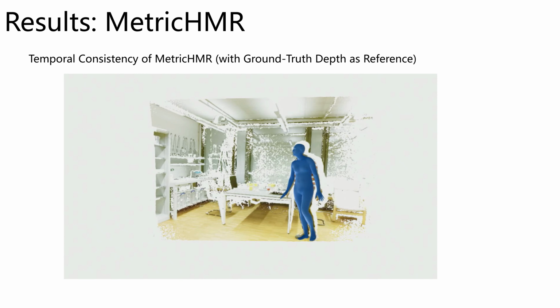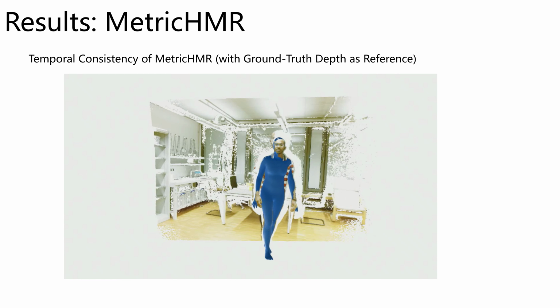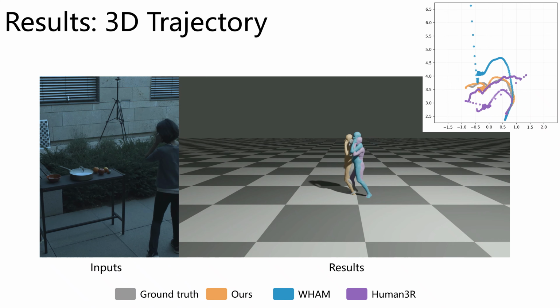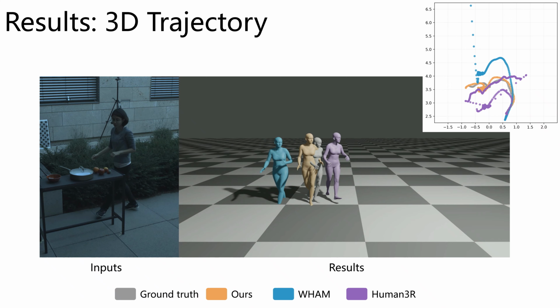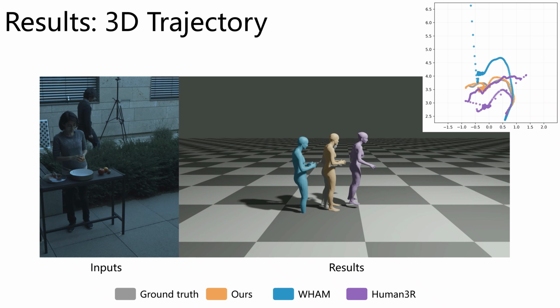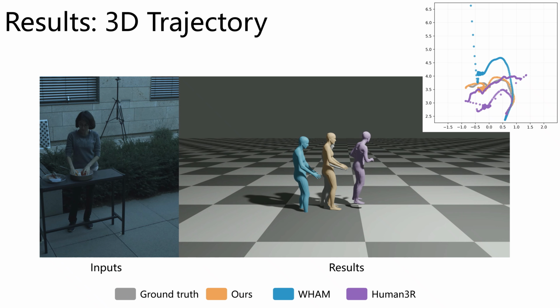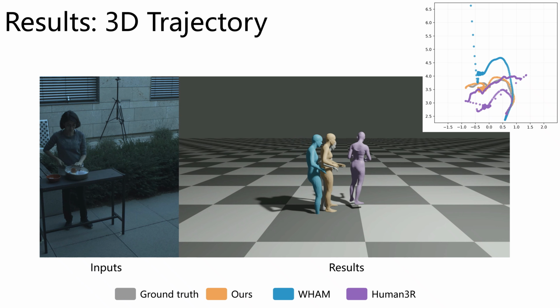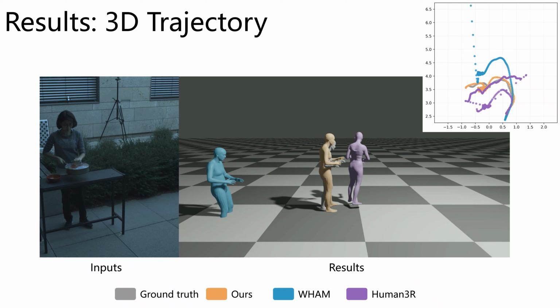Here, we demonstrate the results of our 3D trajectory estimation. Although these methods all employ per-frame processing, which can introduce temporal jitter, it is evident that our approach is clearly superior to other methods in 3D trajectory estimation.